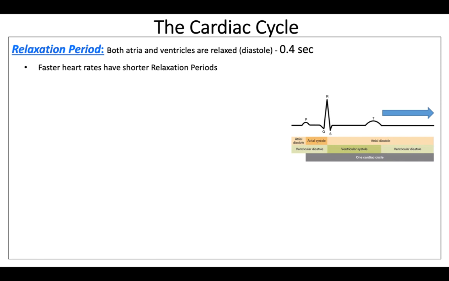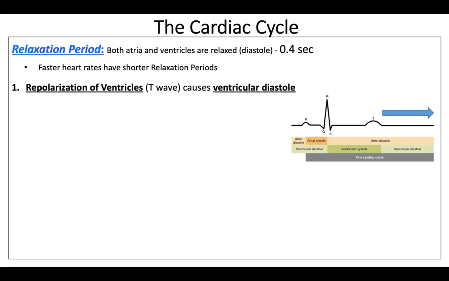The slower the heart beats, the longer the relaxation period. But we're going to start with the T wave, right? Notice the T wave lines right up with ventricular diastole. So the repolarization of the ventricles, the T wave, causes the ventricles to relax. Relaxation of the ventricles causes the pressure to go down, right? If contraction causes pressure to go up, it should make sense that relaxation causes the pressure to go down.